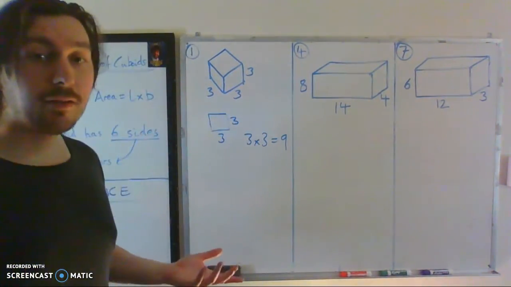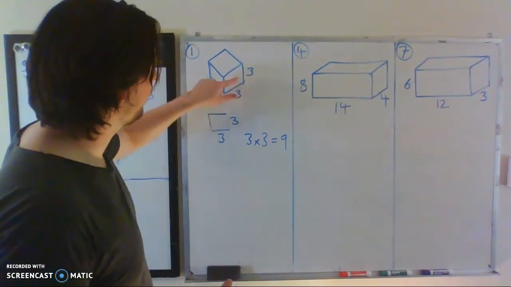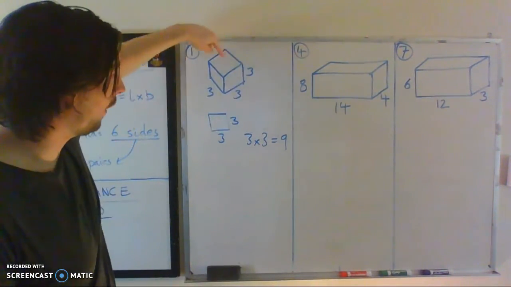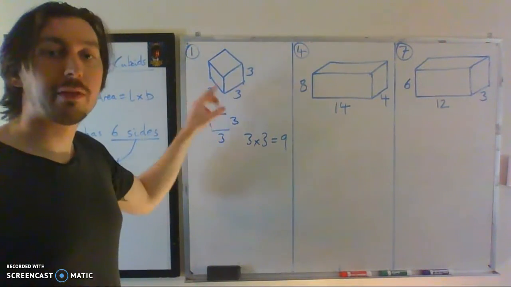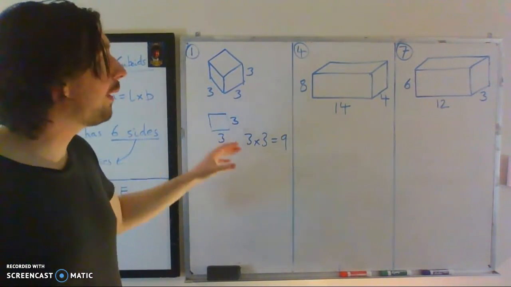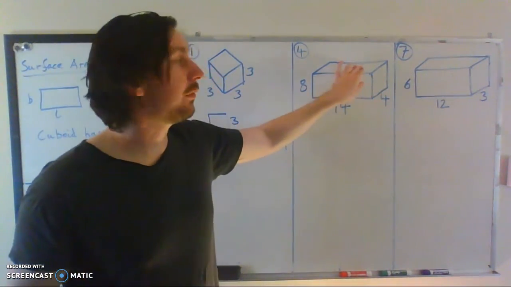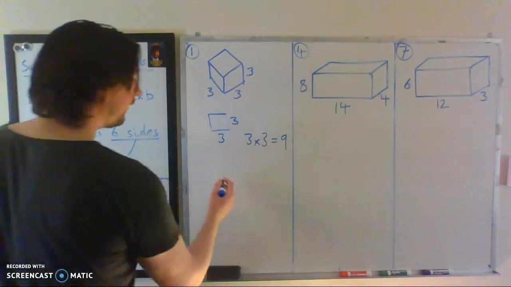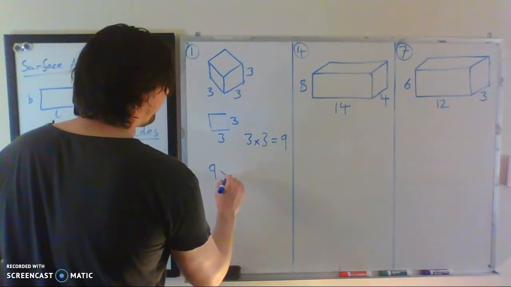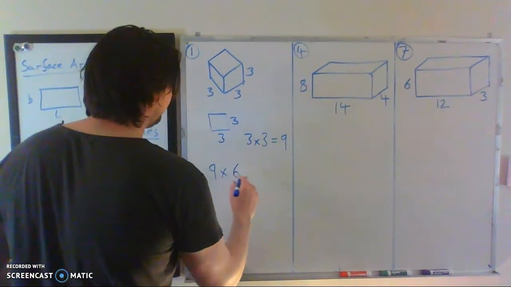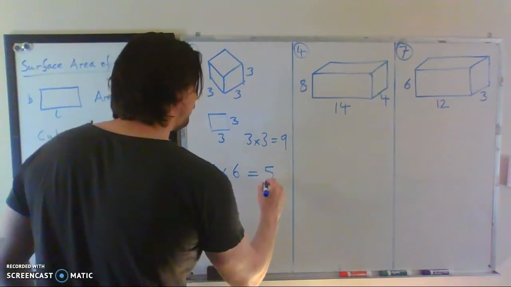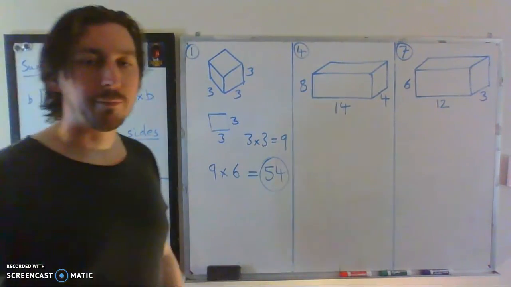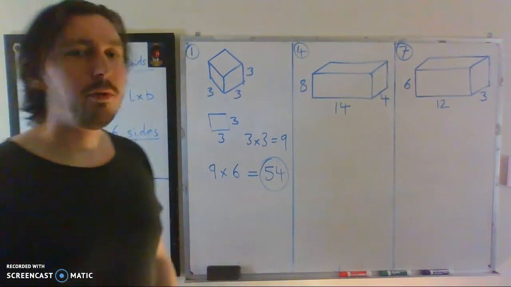And then there's 6 faces, right? There's one here, one on the back, one here, one on the back, one here, one on the bottom. So think about the ones you can't see. You can always see 3 sides when you're given a picture like this. You can't see the other 3. So I'm just going to take 9 and times it by 6. My answer is 54.